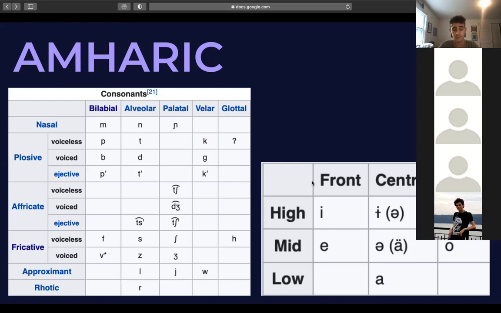Consonants Amharic has, which English doesn't, are ejective sounds. P, T, K, T, S, and T. Yeah. Also, Amharic has one vowel sound that English doesn't have. Yeah, it's the middle one.